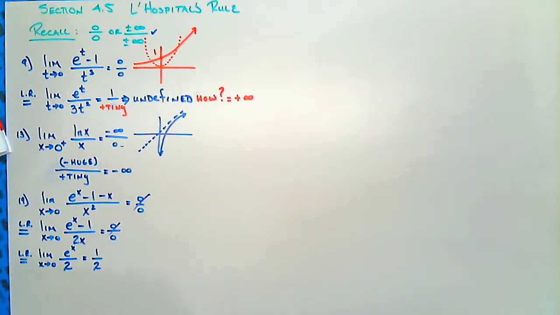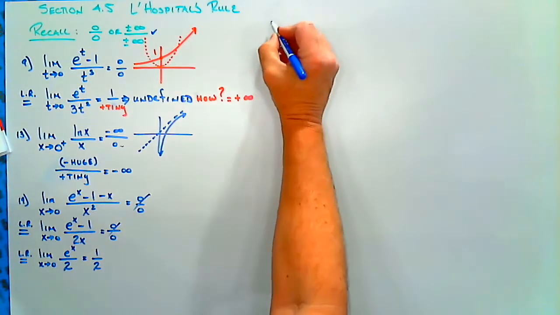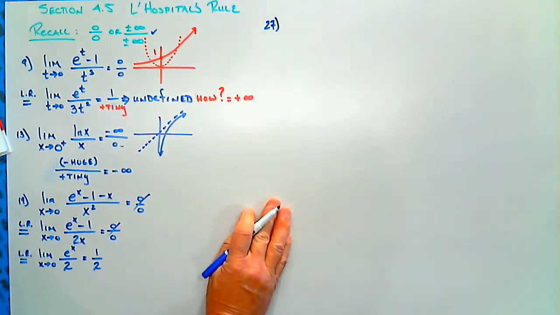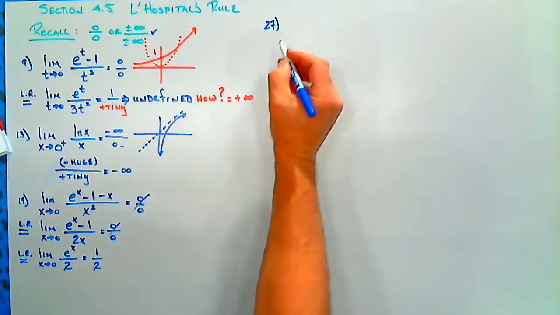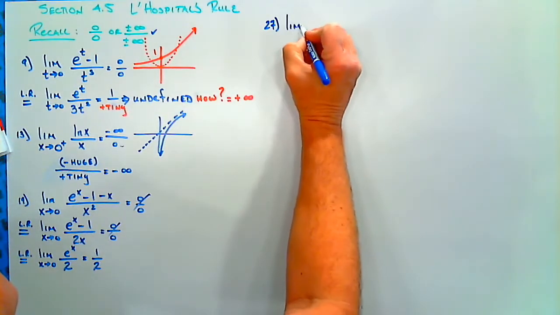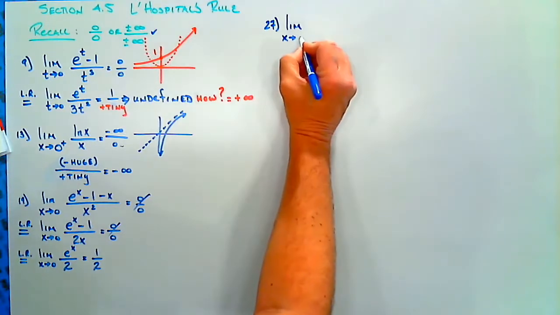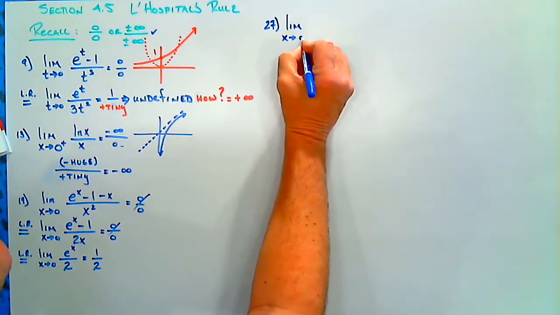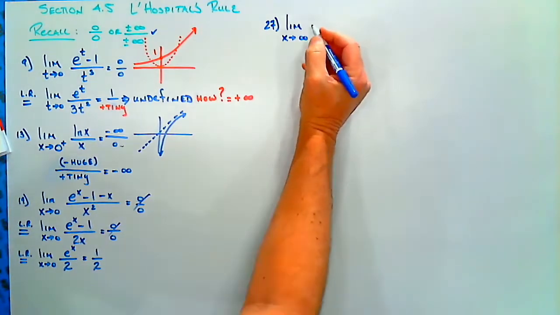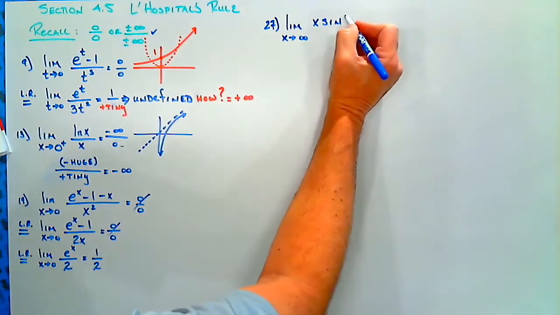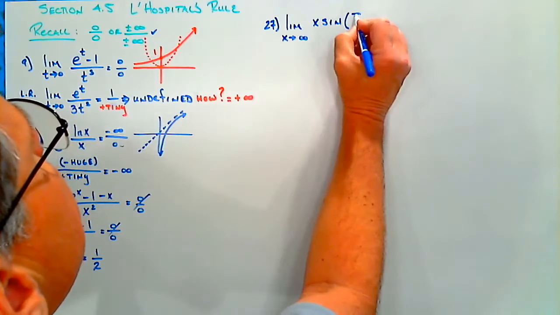All right, let's skip down, see if we can do one like, say, problem 27. All right, we'll jump in over here with problem 27. Problem 27 says take the limit as x approaches infinity of x times the sine of pi over x.